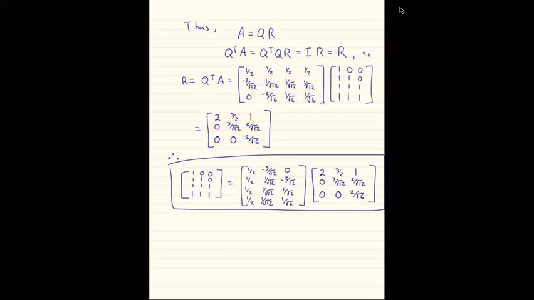Notice that it's upper triangular and it has positive elements along its main diagonal. So our decomposition of A as Q times R is as follows. This is A, it's equal to our matrix Q times this matrix R that we just found right here. And that's our decomposition for the matrix A, what's called a QR factorization.